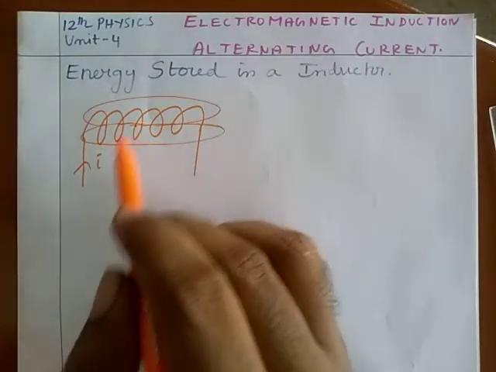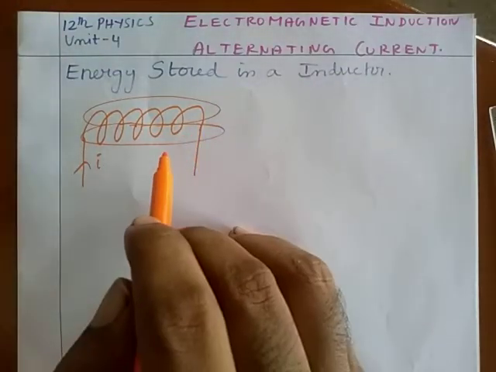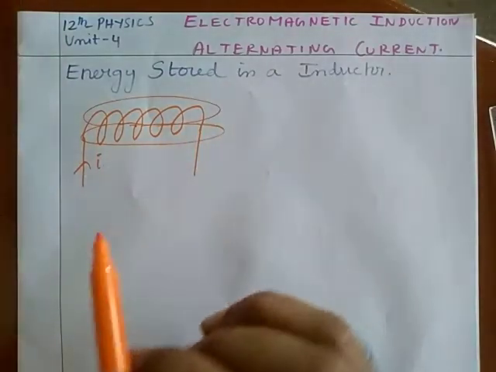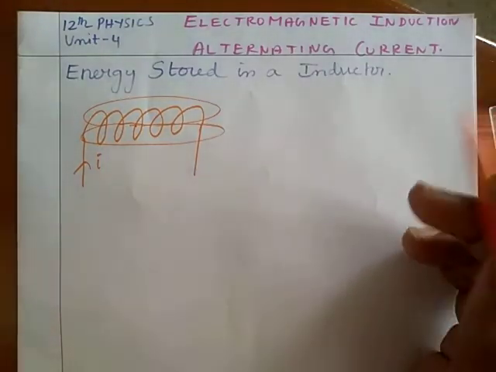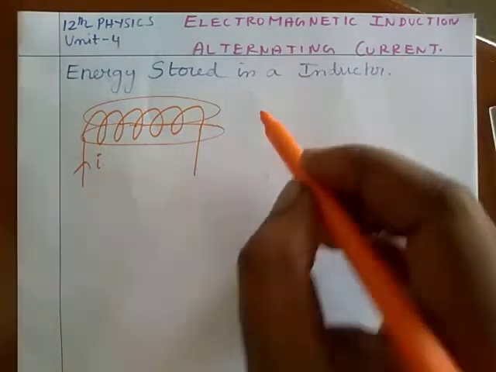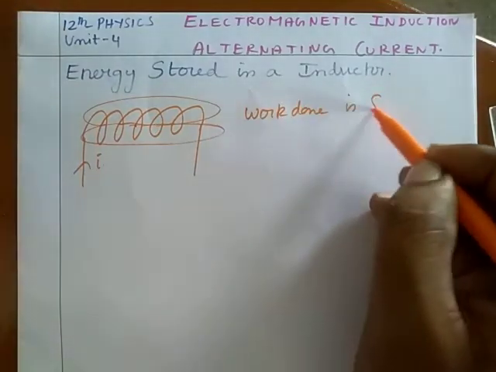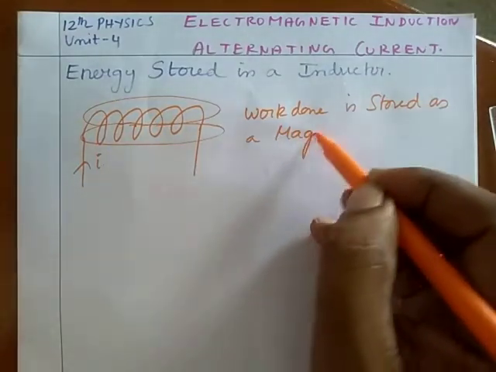In order to establish the current in the circuit, we have to do some work against this opposition, by some external agencies. So we are doing some work. That work done is stored as magnetic potential energy.